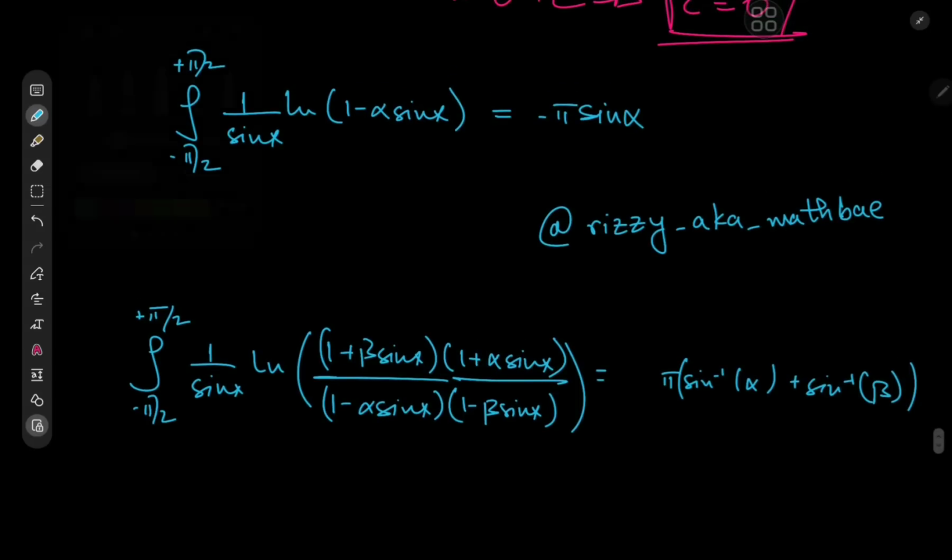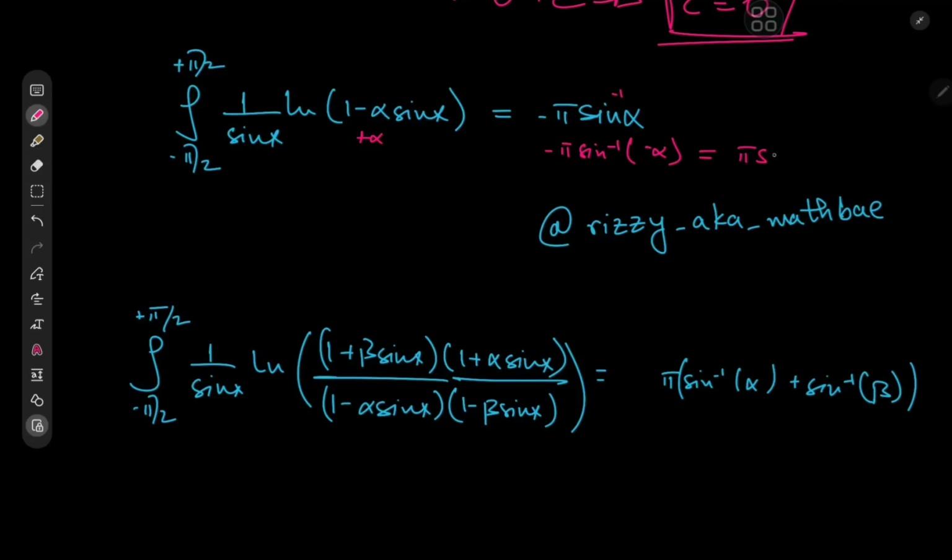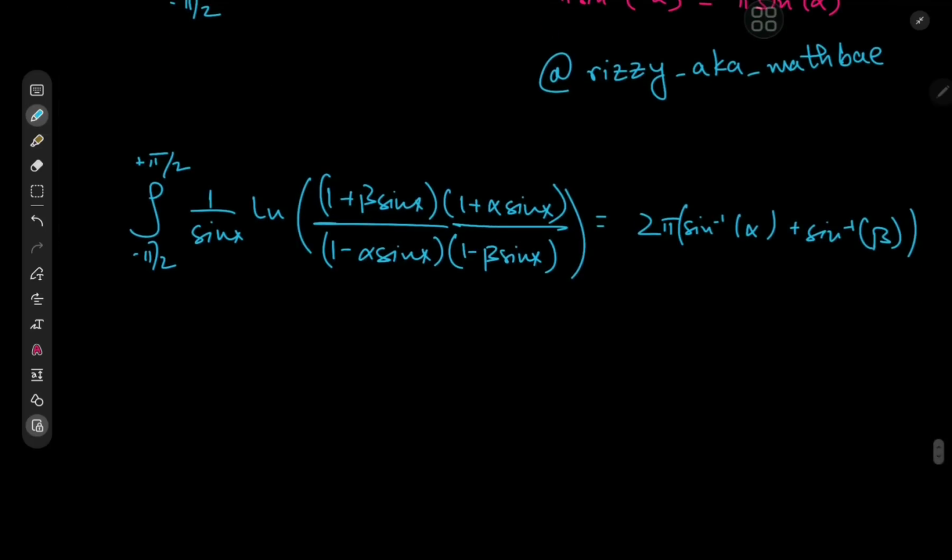Well, if we replace alpha by negative alpha, then we have 1 plus alpha here, and then we have negative pi times inverse sine, I wrote that wrong, inverse sine of negative alpha here. And that of course means we have pi times the inverse sine of alpha. Okay, cool. That is really nice because we already have inverse sine alpha and inverse sine beta, so that means all we need is a factor of 2. So let me just switch back to blue color. Then we have 2 pi times inverse sine alpha plus inverse sine beta.